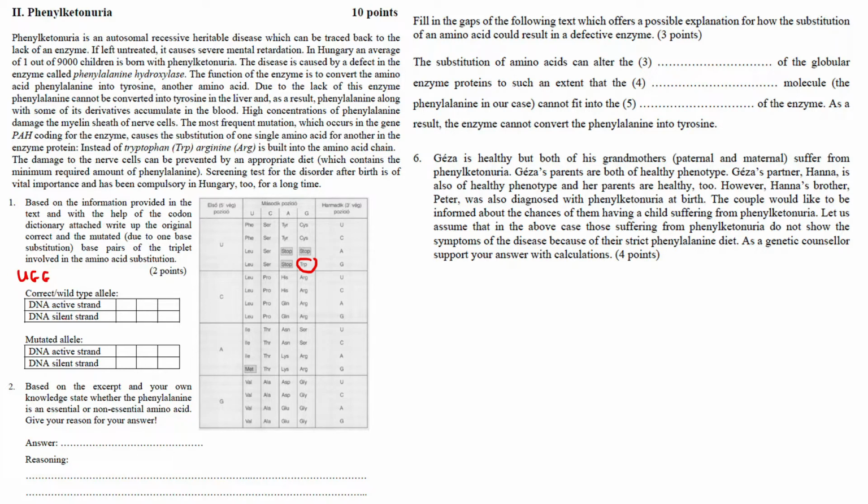We have here tryptophan, so it's very easy to figure out that it is going to be UGG. And from this codon, actually, the DNA active strand and silent strand can be figured out. So the silent strand will be TGG, and then the active strand is ACC. Okay.